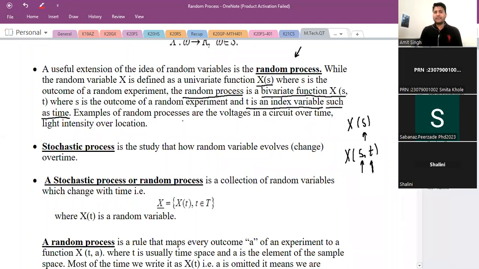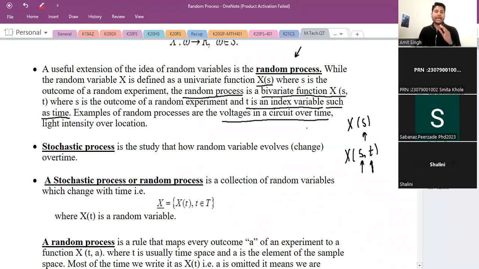So we can take that random process as voltage in a circuit over time. Now, if I include one more variable in a random variable function, that gives you the concept or idea of the random process. So if I take X as a random variable which measures the voltage in a circuit and correlate it with time also, then that extension we call a random process or stochastic process.